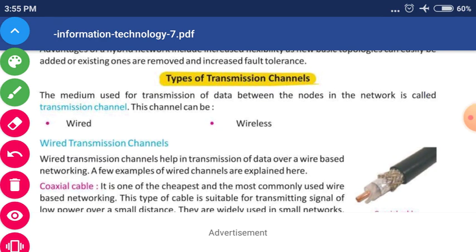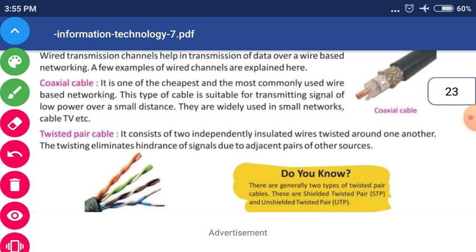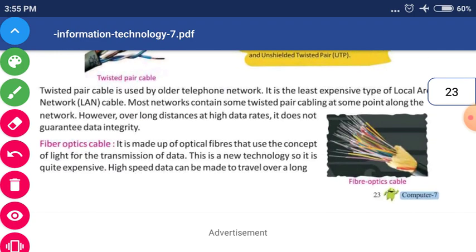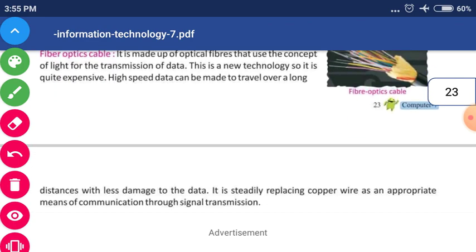Now we are going to learn the types of transmission channel which we use for the formation of a network. Generally there are two types of transmission channel we use. The first one is wired and the second one is wireless. In a wired transmission channel, we generally use coaxial cable or twisted pair cables, or we can use optical fiber cables.